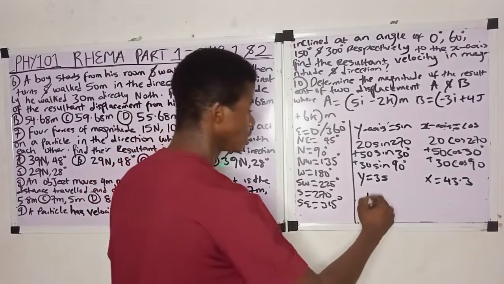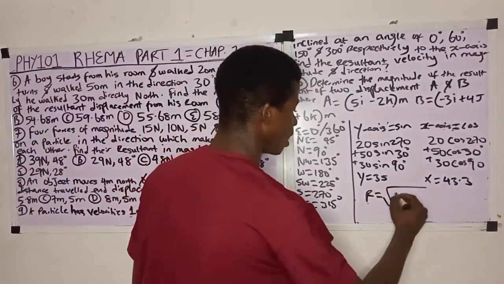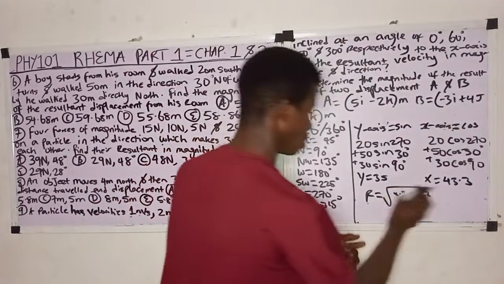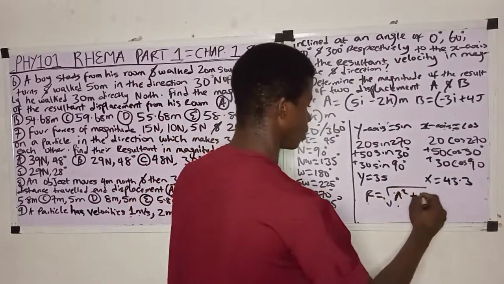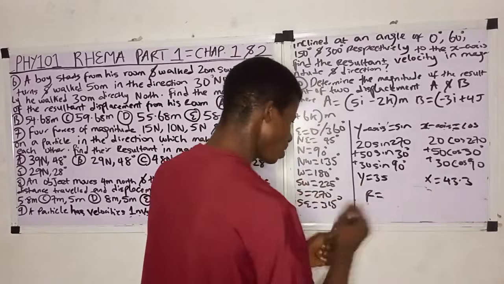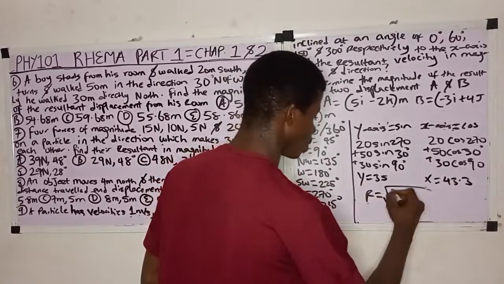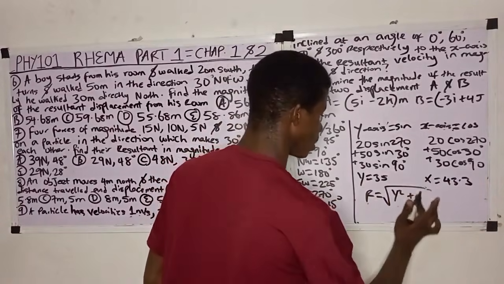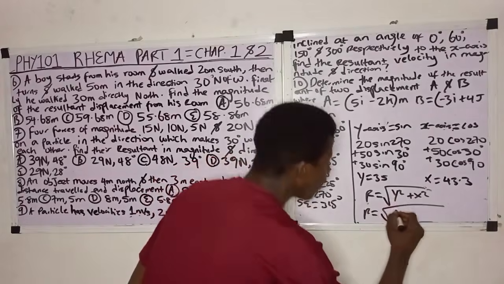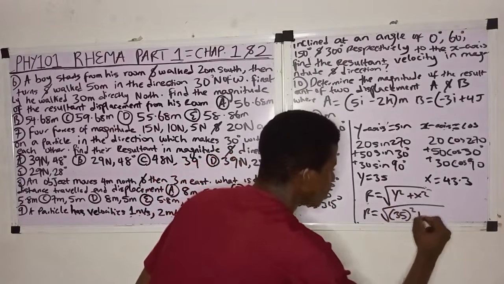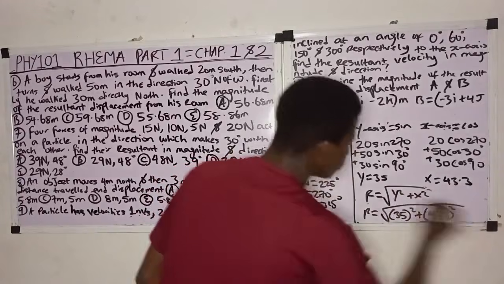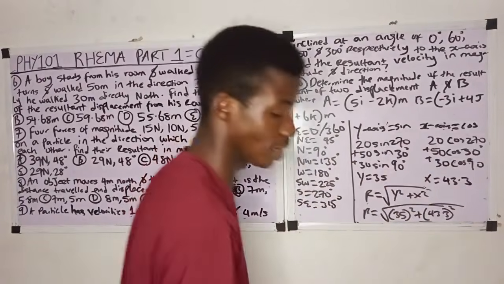Pythagoras theorem, right? Which is R equals root of x squared plus y squared, or a squared plus b squared. We can use any letter, okay? So R equals root of y squared plus x squared, right? Now let's continue. R equals root, our y is 35, all squared, then plus x is 43.3, all squared. So if we take everything, we get our resultant.